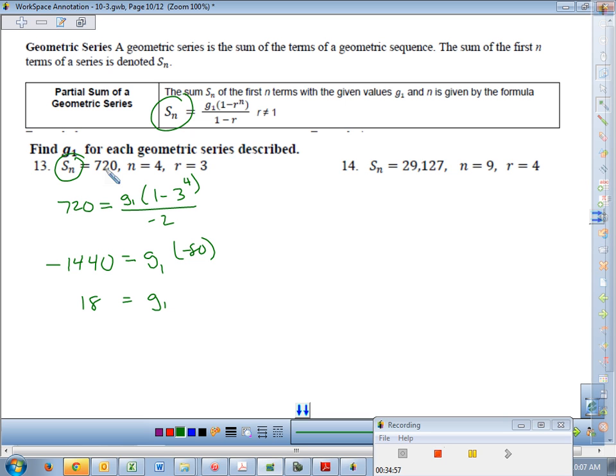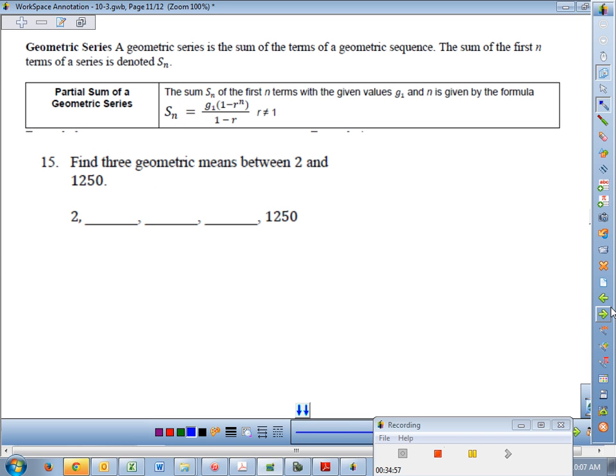Cool. Is the next problem the same thing with the same information? Do they give you all the same ingredients? So wouldn't you do the same thing, right? You would use that formula. Next, 15. Discuss. Find 3 geometric means between 2 and 1250. We need to find something. What do I need to find to fill in the blanks?